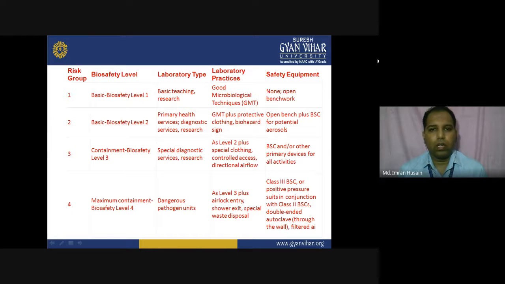Here's a quick summary of all the biosafety levels and containment, what purposes these laboratory facilities are used for, what type of laboratory practices are used, and what safety equipment needs to be installed in all those facilities. Basic biosafety level 1, basic biosafety level 2, containment biosafety level 3, maximum containment biosafety level 4.